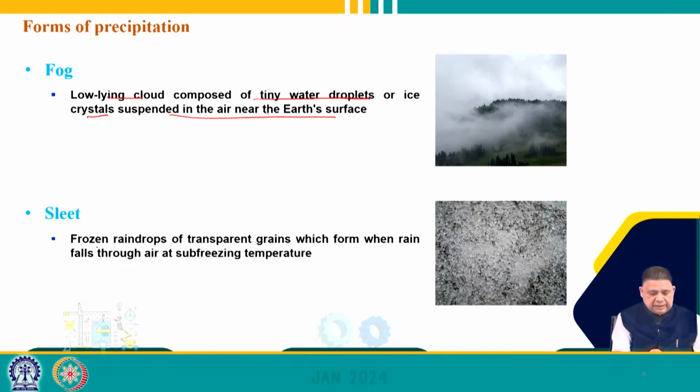Another form is sleet, which is frozen raindrops or transparent grains which form when rain falls through air at sub-freezing temperature. So, when rain falls and the atmospheric temperature is sub-freezing, it gets frozen and then it falls in the form of sleet.